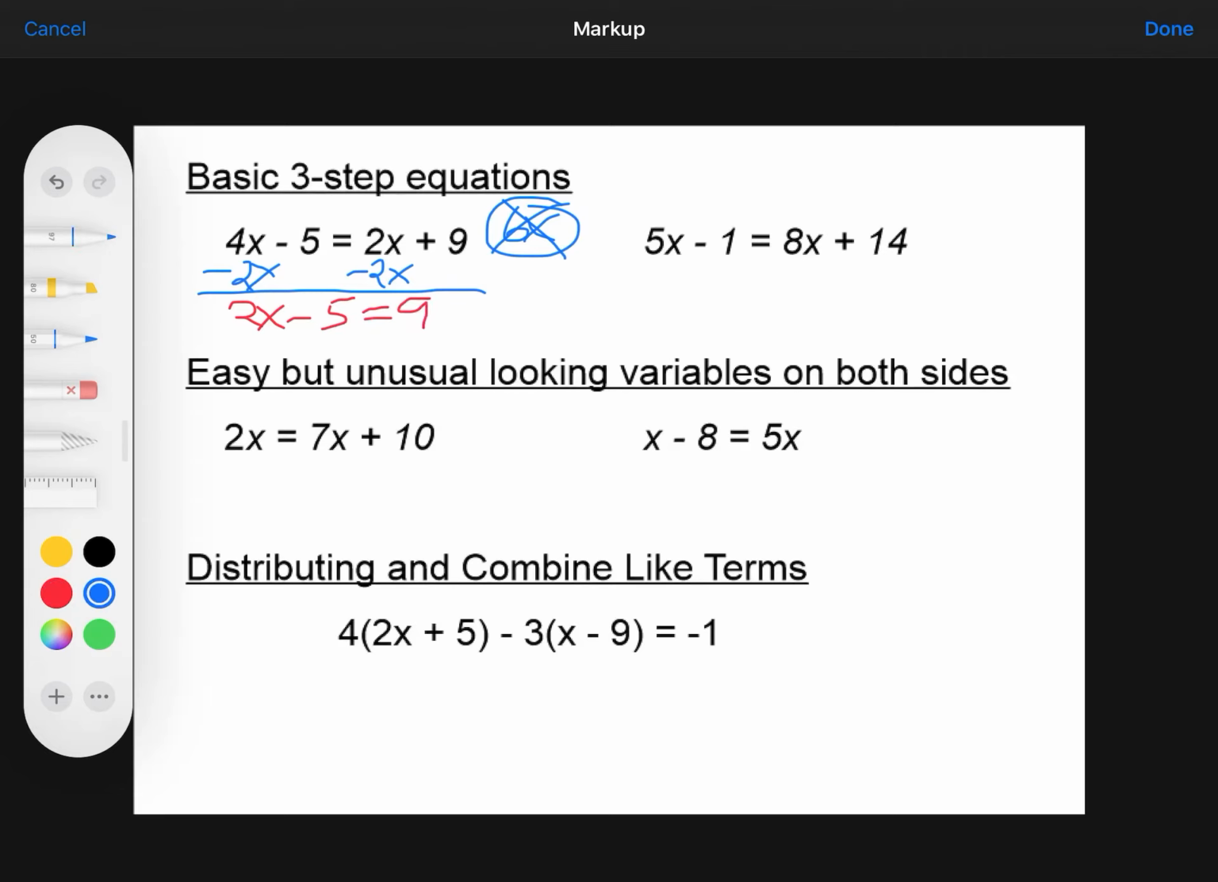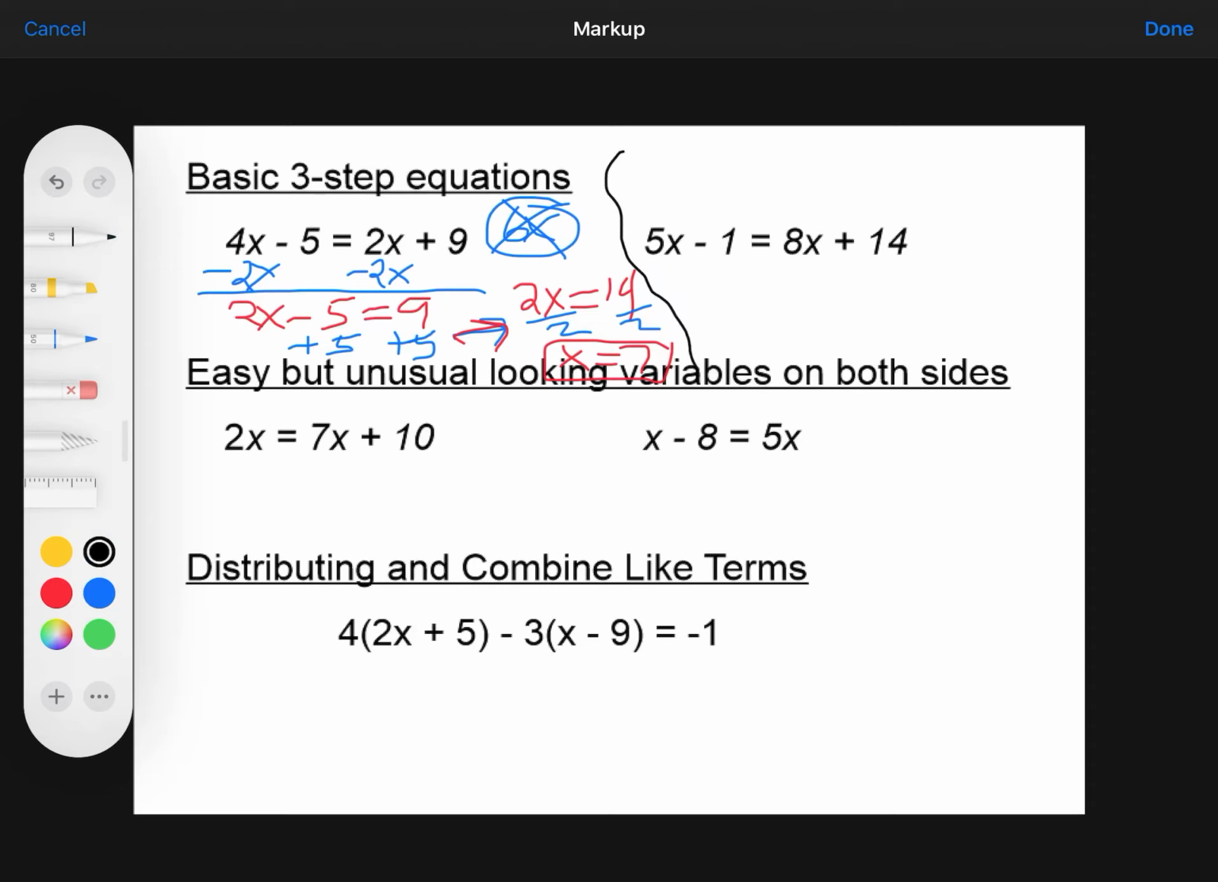Now at this point, this is a normal two-step equation. And everybody does really good with these, assuming you did your work last week, as long as you take the correct first step. So we get 2x equals 14, and x equals 7 after we divide and solve it out. Easy.